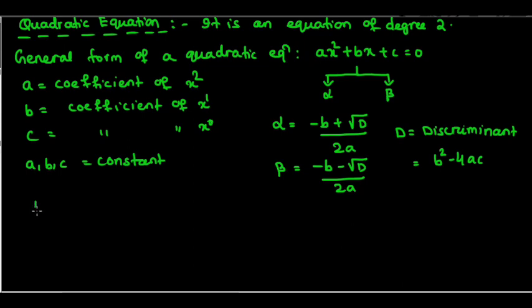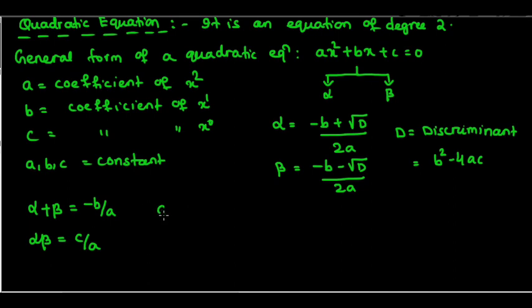Now if you add these two roots, alpha plus beta, then you will get minus b by a. And if you multiply the two roots, alpha into beta, that will be equal to c by a. So you have to remember this relation: alpha plus beta is equal to minus b by a, and alpha into beta is equal to c by a.